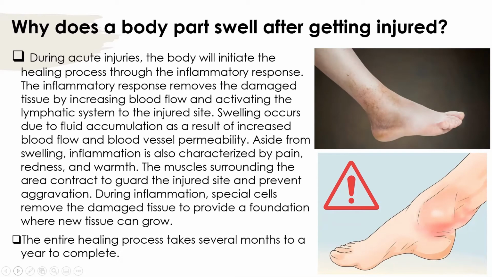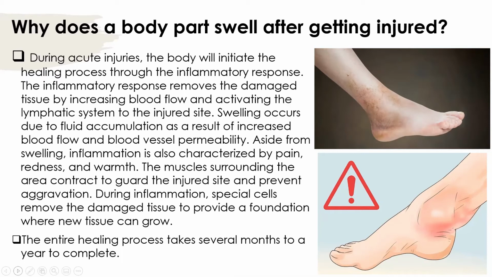During acute injuries, the body will initiate the healing process through the inflammatory response. The inflammatory response removes the damaged tissue by increasing blood flow and activating the lymphatic system to the injured site. Swelling occurs due to fluid accumulation as a result of increased blood flow and blood vessel permeability. Aside from swelling, inflammation is also characterized by pain, redness, and warmth. The muscles surrounding the area contract to guard the injured site and prevent aggravation.